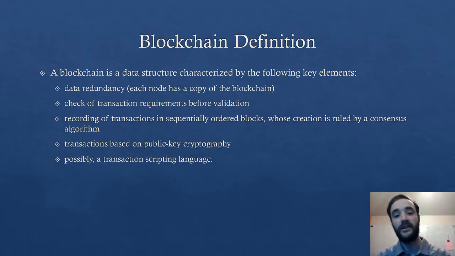A blockchain is a data structure characterized by the following key elements: data redundancy, a check of transaction requirements before validation, recording of transactions in sequential ordered blocks whose creation is ruled by a consensus algorithm, transactions based on public key cryptography, and possibly a transaction scripting language. That's a lot to take in.